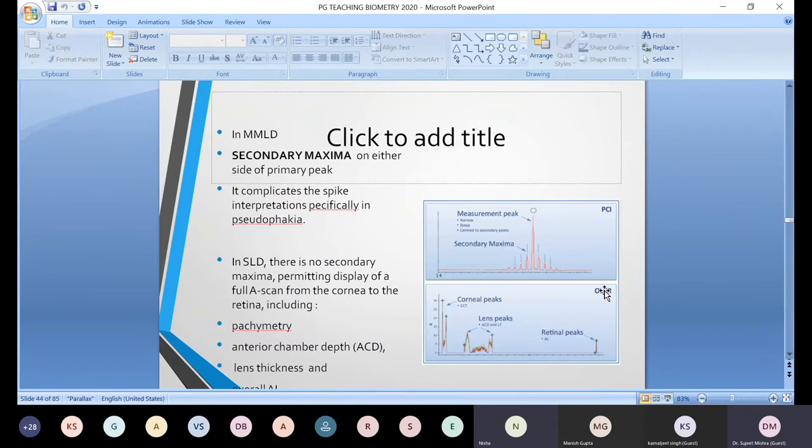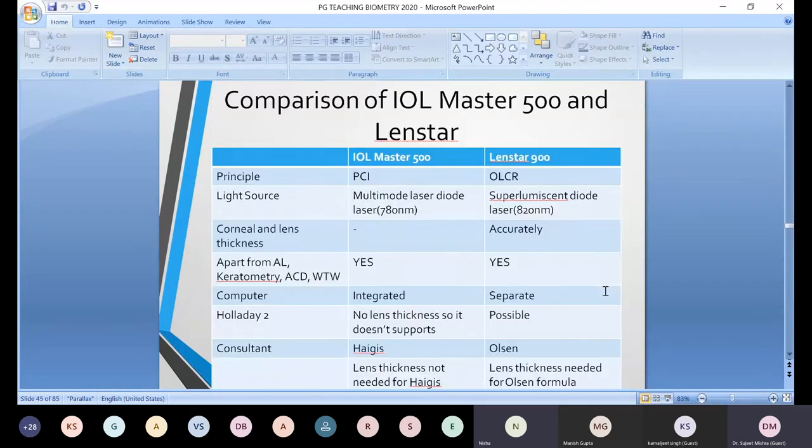Now, in IOL Master 500, each peak measurement is followed by a secondary maximum on either side. So it complicates the spike and its interpretation. Whereas in SLD, the measurement is just like an A-scan, so there will be only one spike from the area you are measuring. So you get more like A-scan values.